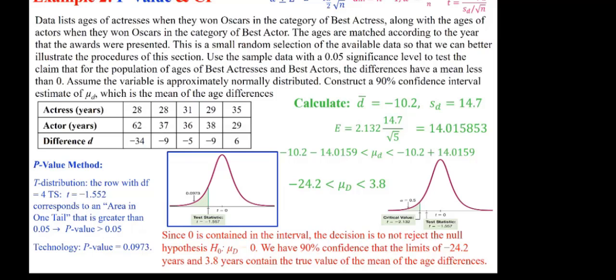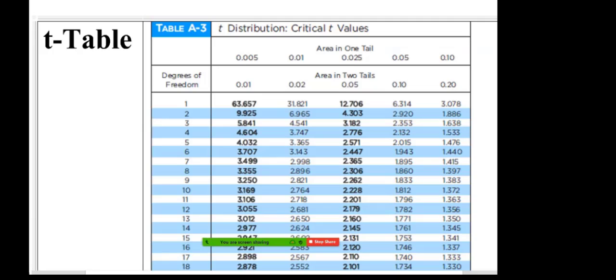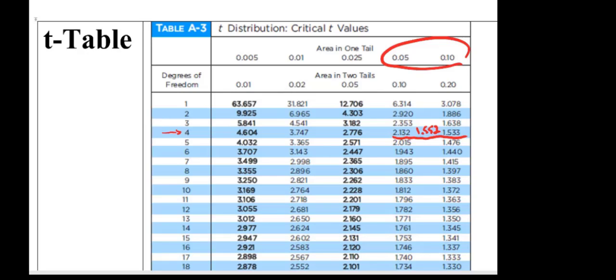Quickly look at the t-table. Here's the t-table. Degrees of freedom was n minus 1, or 4, and the number was 1.552, which is in between. Area in one tail is larger than 0.05, less than 0.8, according to this table. And that's exactly what we got.